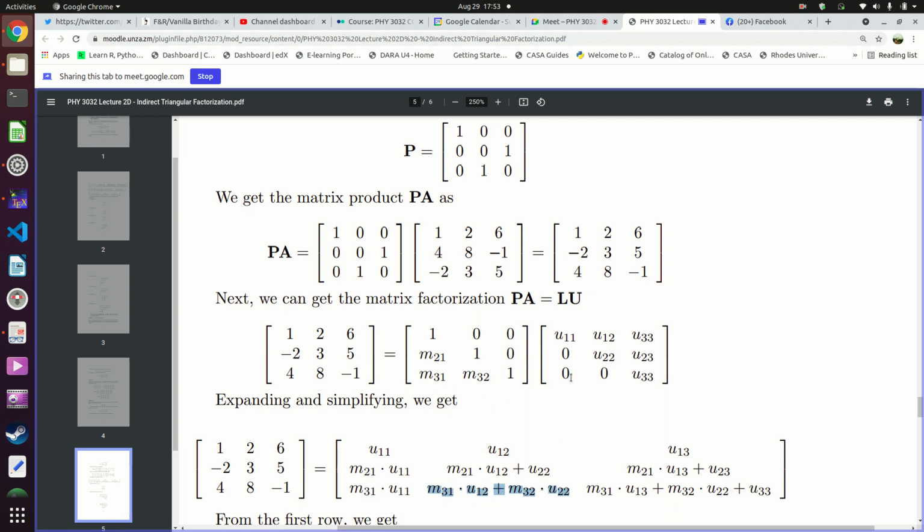Then third row multiplied by last column, you end up with what you have here. What we are trying to show here is that as long as P is a permutation matrix, when you multiply P times A, it becomes possible for you to do factorization. The question is the quality of the factorization. How good is your permutation matrix? If you've got a good permutation matrix, then things become easier.